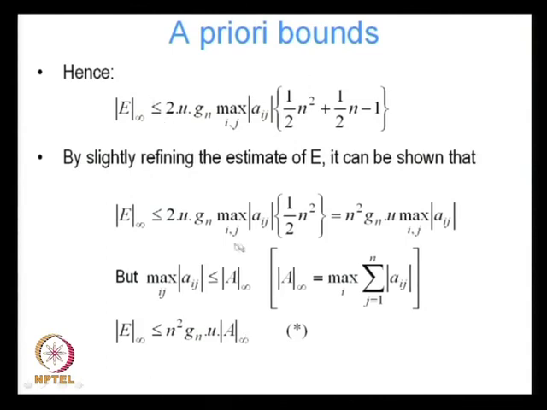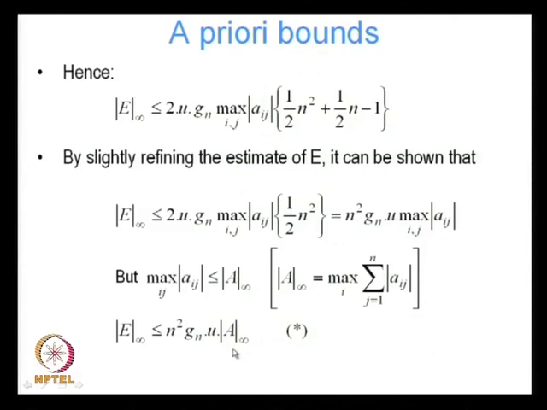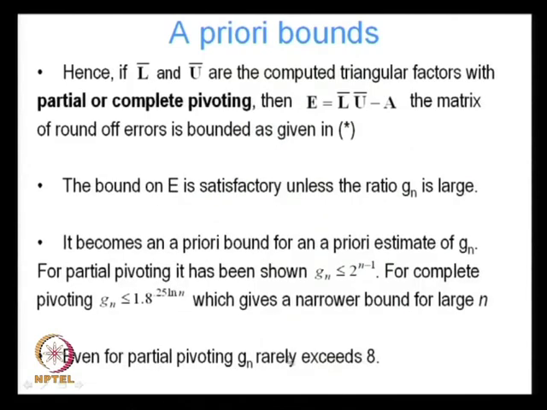But we still have this factor g_n. What is this factor g_n? Let us recall, we define this factor g_n to be this. By solving a large number of problems and finding out the typical values for g_n, it has been shown that for partial pivoting, g_n is less than or equal to 2 to the power n minus 1, where n is the dimension of the matrix, and for complete pivoting, g_n is less than or equal to 1.8 to the power 0.25 ln n, which gives a narrower bound.